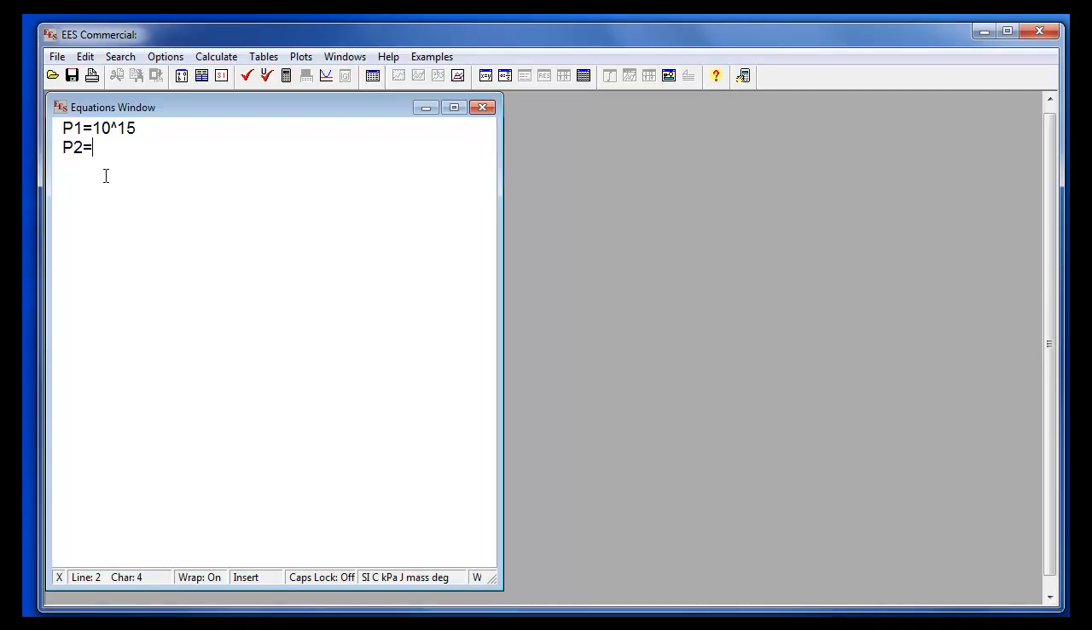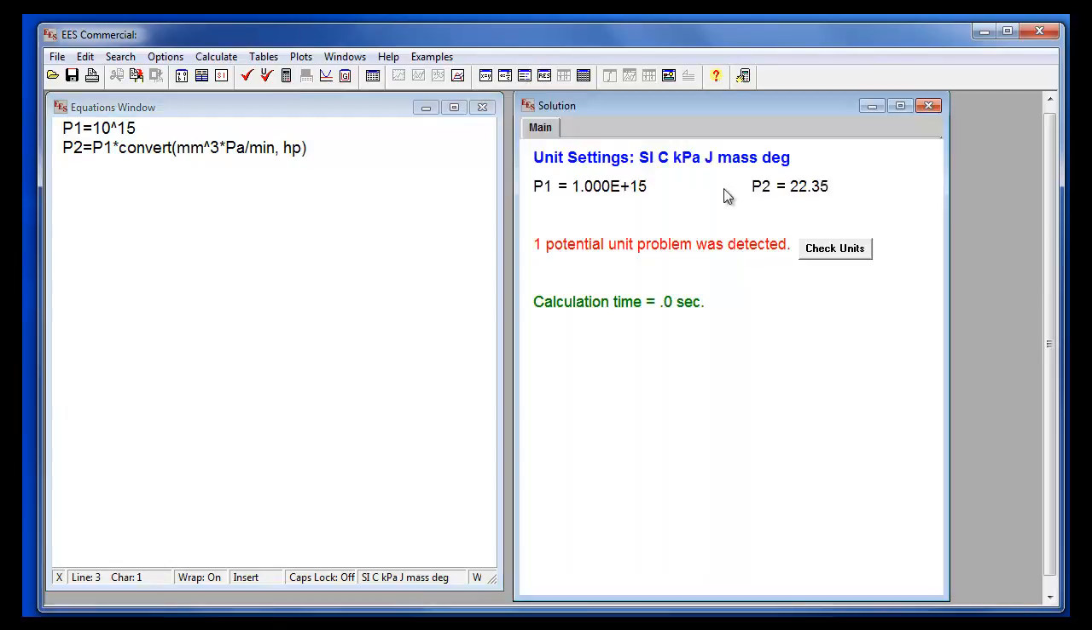I could define P2 equal to P1, but now I'm going to put in my conversion factor. So I'm going to convert, open a bracket, and then type in my units: millimeters cubed times Pascal over minute, and then a comma, and I want to convert that to horsepower. If I go ahead and click solve here, here's my answer: 22.35. If you remember, this was quite a bear of a problem, but EES does it just fine.